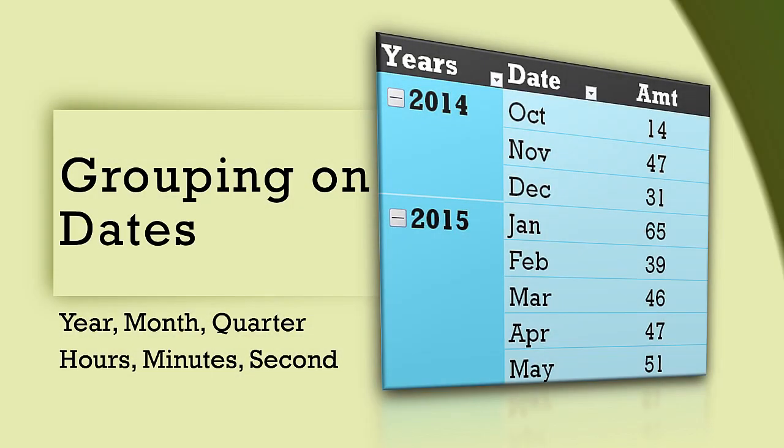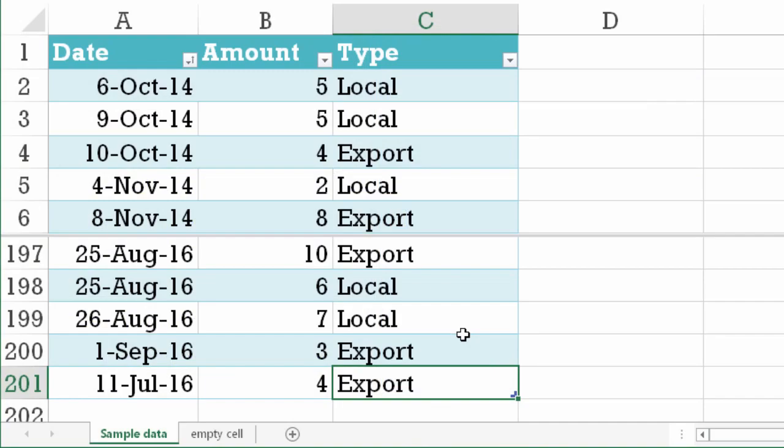In this video, we will see how to do grouping based on dates. Our data is simple. First column is date, next is number, and then text. I have sorted it on the date column. Earliest date we have is 6th October 2014 and last date is 11th July 2016. I am able to show top and bottom because I have used split.